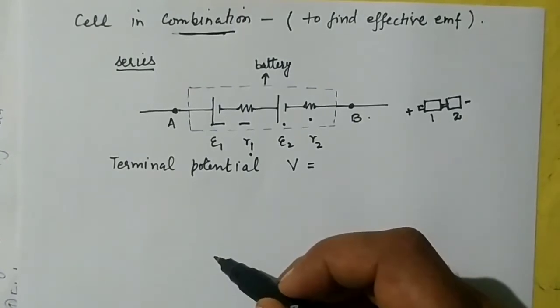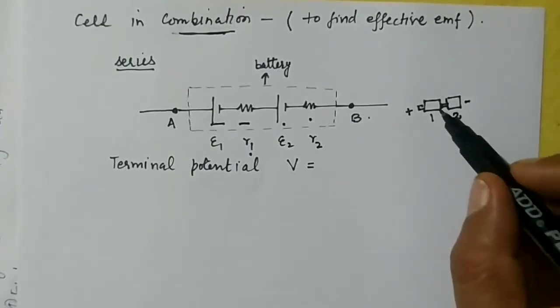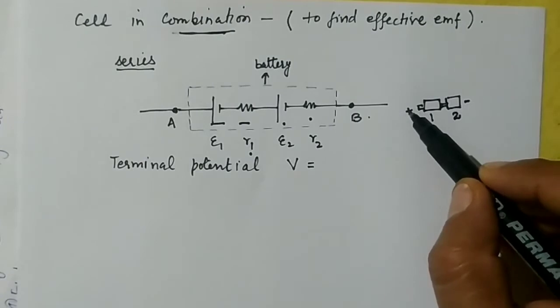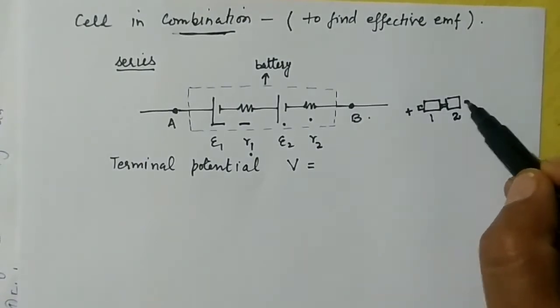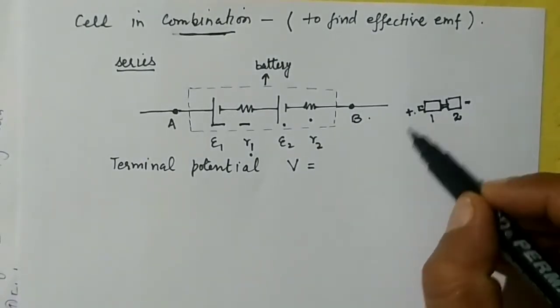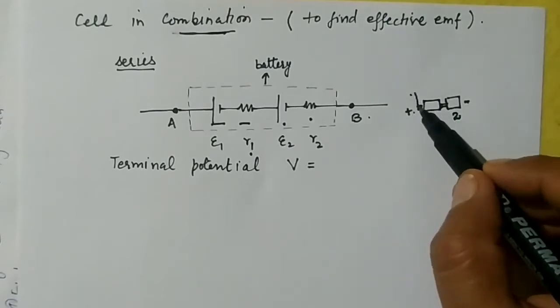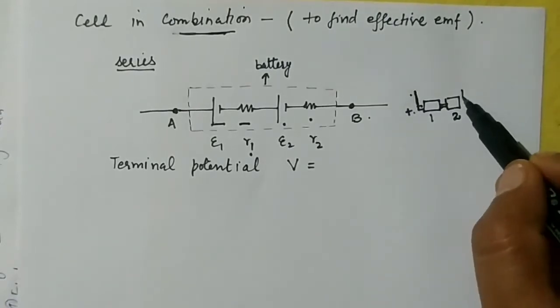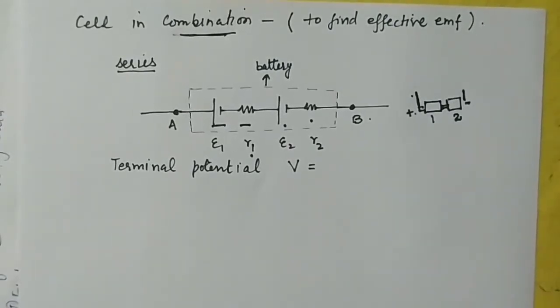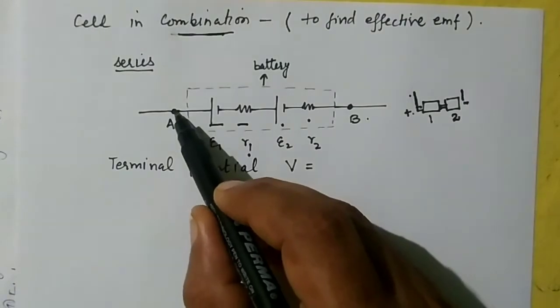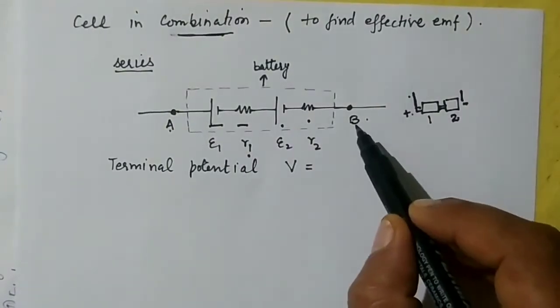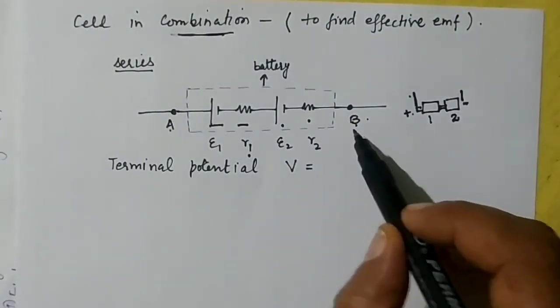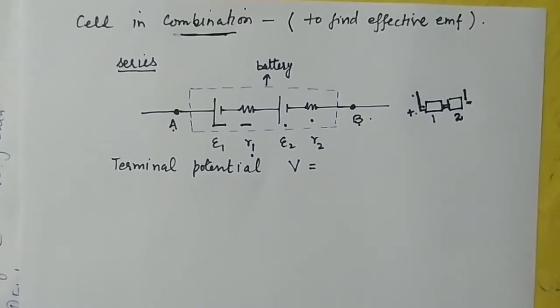So what should be the terminal potential? Terminal potential is the potential difference between the two electrodes. This is one electrode and this is your second electrode. The potential difference between the two is your terminal potential. So here I take two ends, A and B. The potential difference between A and B will be the terminal potential.